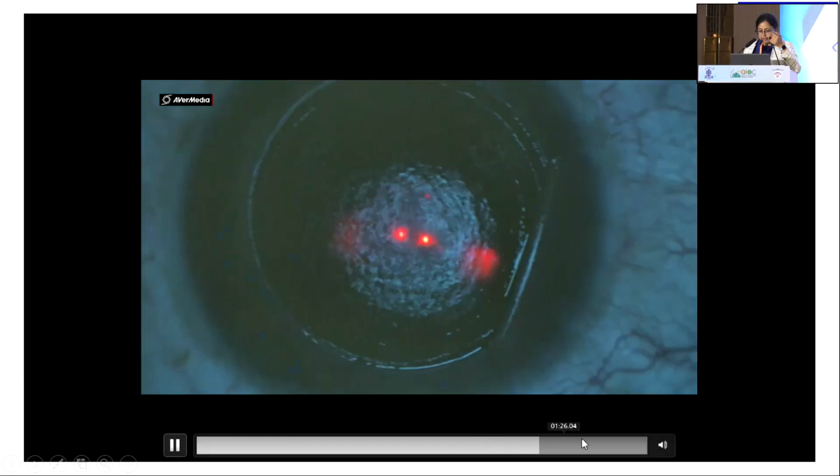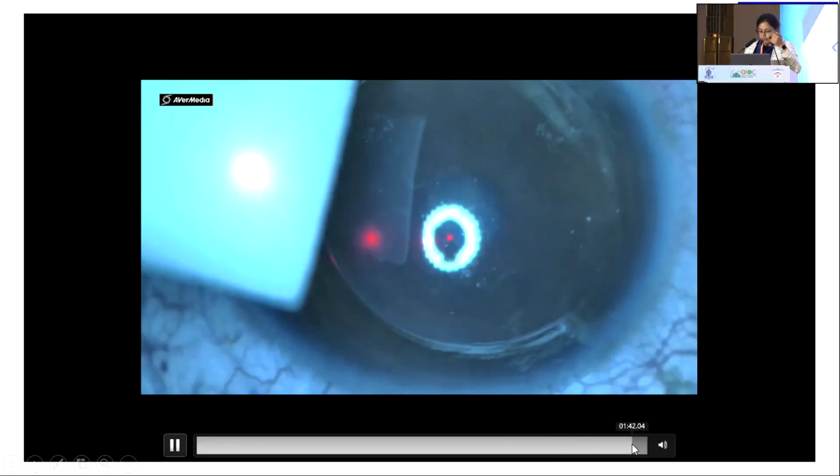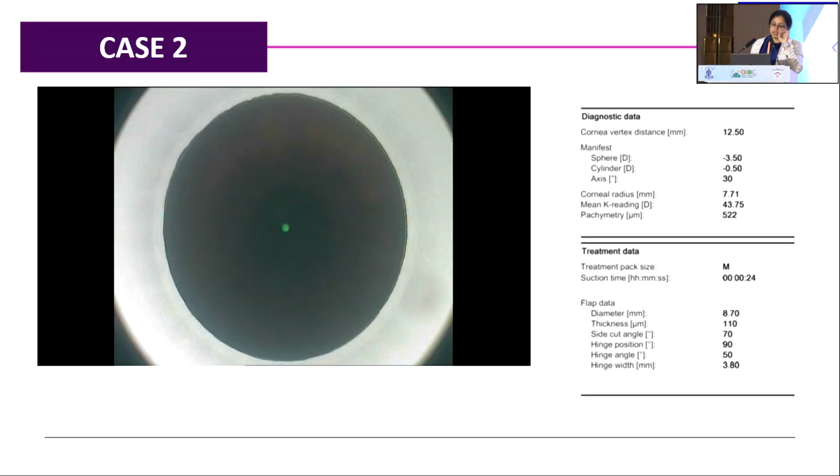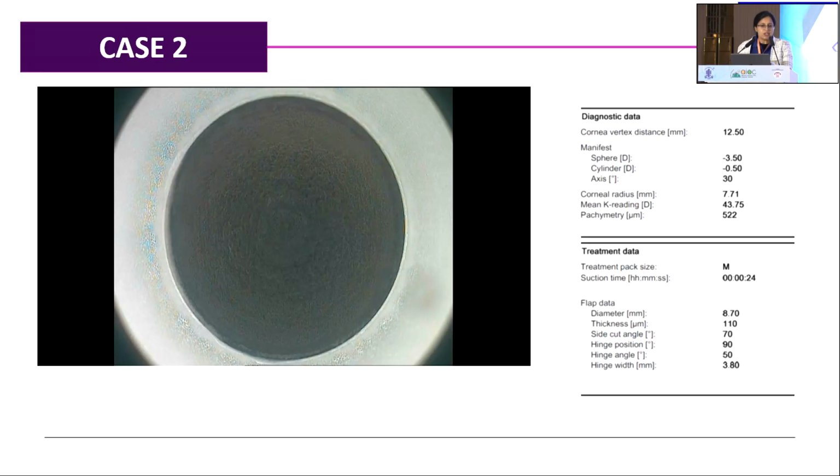So this is nothing special, excimer laser ablation. Now this is a second case in which the optical zone that was selected was inadvertently larger than the cone size. It was a small cone being used. So a stromal bed is created, but a side cut cannot be created because the flap diameter was kept at 8.7. And if you go beyond 8.5 with a small suction cone, your side cut will not come. So there is no side cut in this case.